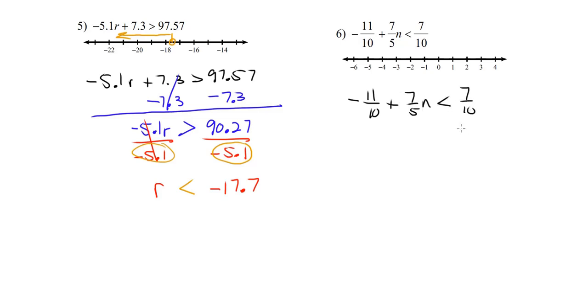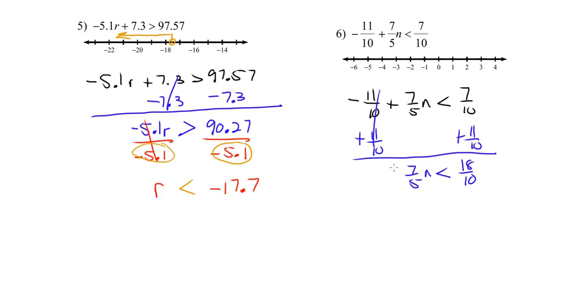So step 1, undo addition or subtraction. We need to get rid of this negative 11 tenths by adding 11 tenths to both sides. These cancel out, leaving us with 7/5 n is less than, and 7 tenths plus 11 tenths, these already have common denominators, is going to be 18 over 10. So let's go ahead and now do our next step, which is undo multiplication by this fraction, 7/5.